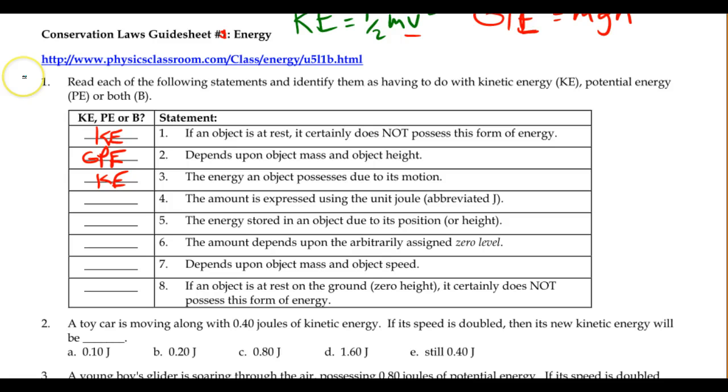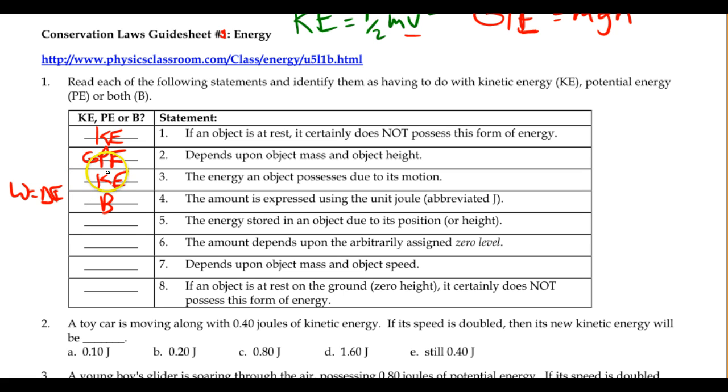4, the amount is expressed in the unit joule. Joule is going to be both. So work is equal to the change of energy. Therefore, work and energy must be measured in the same units. So a Newton times a meter, which is 1 joule, are the units of work.